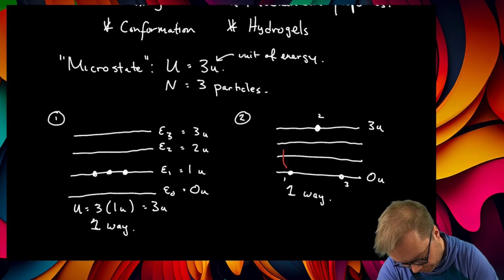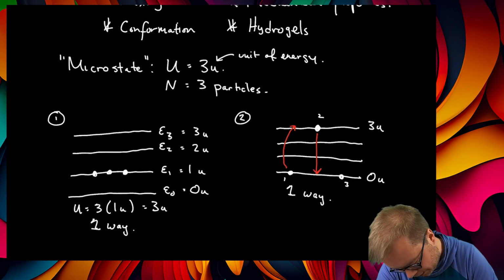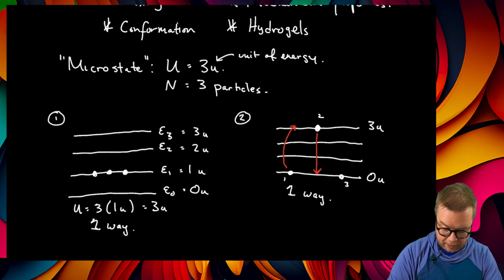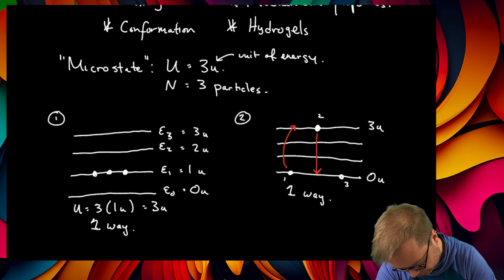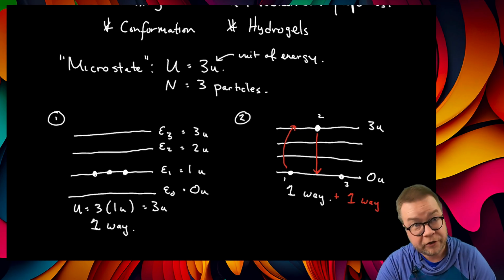But if I'm thinking about the system overall, it doesn't necessarily have to be that way, right? I could move this one up to that energy level. I could move this one down. And so that would be another way of doing it. So this would be plus one way of doing it.